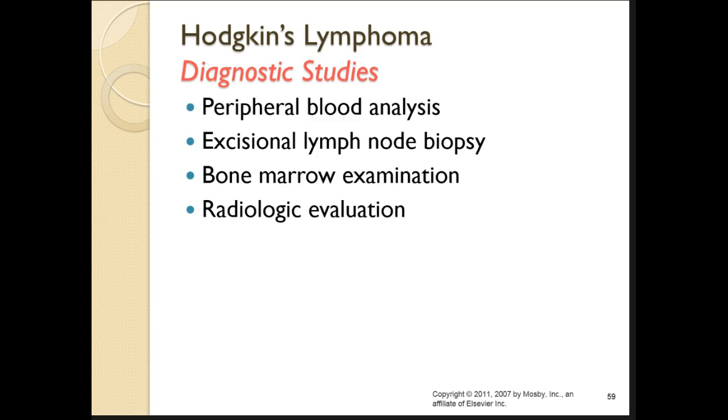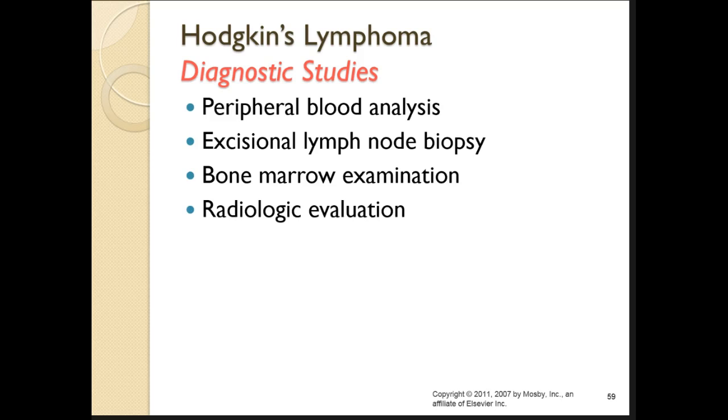Peripheral blood analysis, excisional lymph node biopsy, and bone marrow examination, as well as radiologic studies, are important means of evaluating Hodgkin's lymphoma. Abnormalities in the CBCs, such as microcytic hypochromic anemia, are variable and not diagnostic. Leukopenia and thrombocytopenia may develop, but they are usually a consequence of treatment, advanced disease, or superimposed hypersplenism.